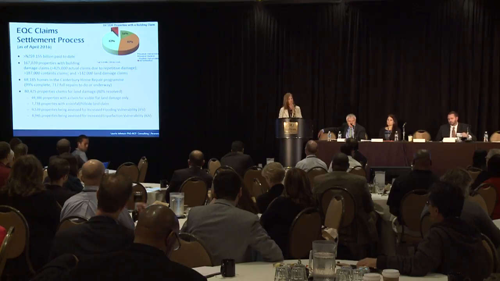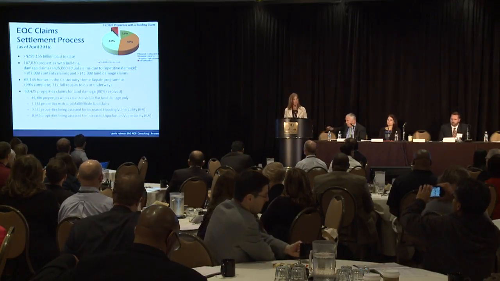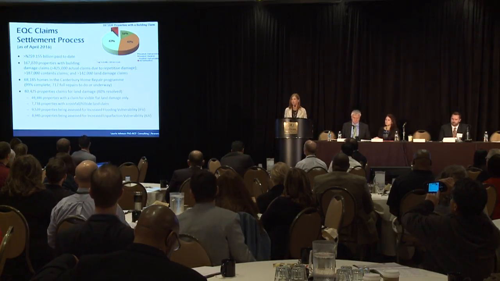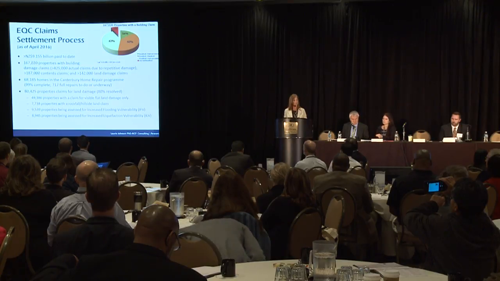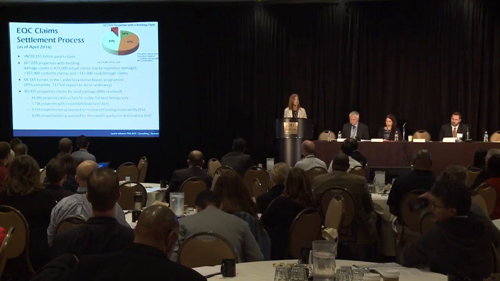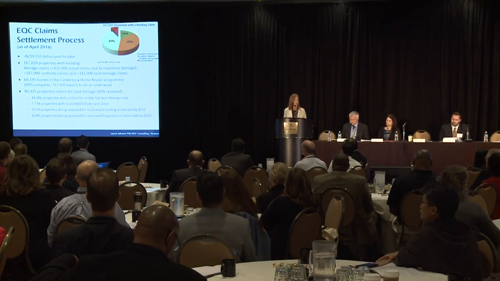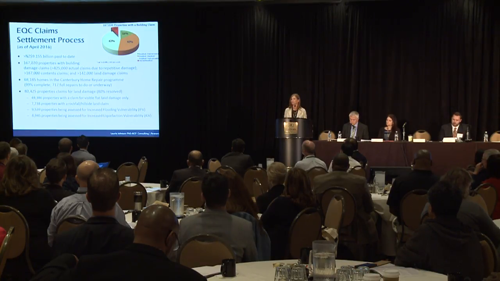So this is just some summary statistics of what they've done in New Zealand so far. Almost $10 billion has been paid out just through the national government's program. 167,000 properties with building damage claims. The claims number is actually much greater because there were repeat claims with each of these aftershocks. There were 68,000 homes that were in a home repair program. So the EQC was more like an insurance company where it just paid you and you went to the market and you did your own repairs until this point.